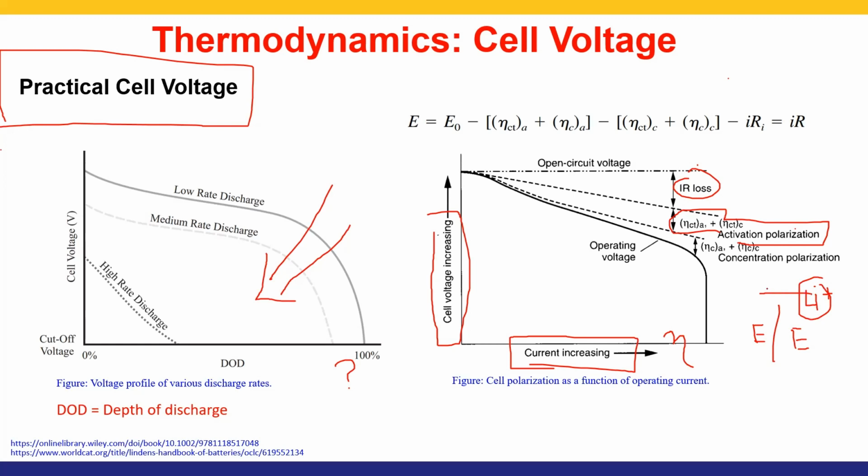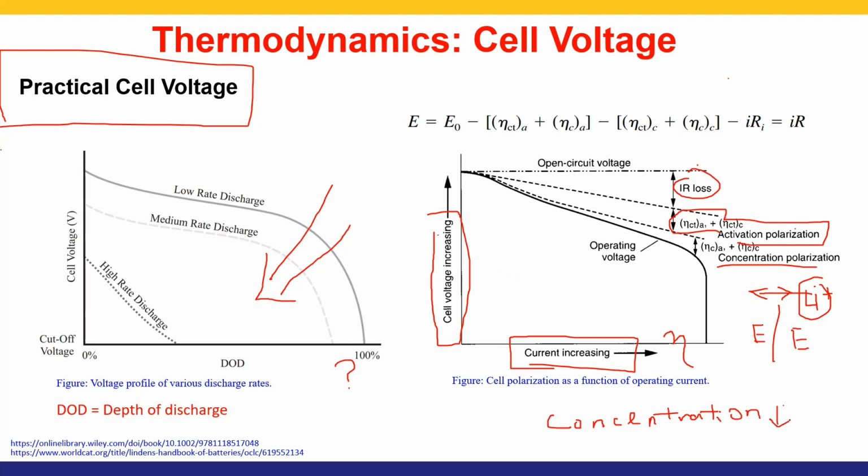Last but not least, we have concentration polarization. So this factor takes into account the resistance faced by the mass transfer, that is the diffusion process, by which the ions are transported across the electrolyte from one electrode to another. This typically happens at high current density, especially when the concentration of lithium ion in the electrolyte is low.